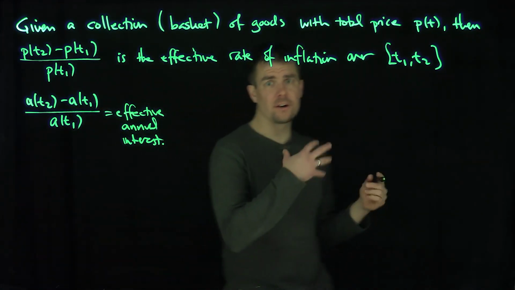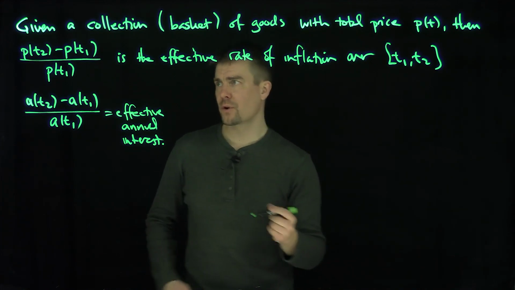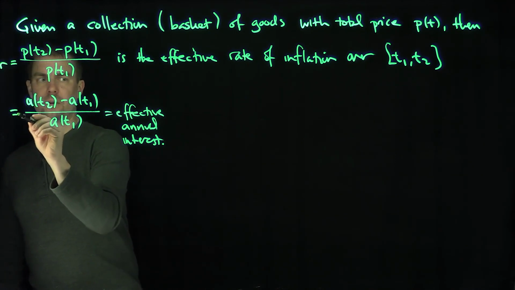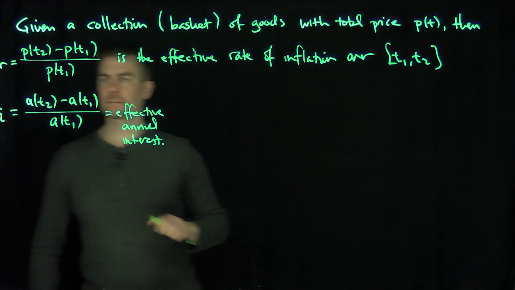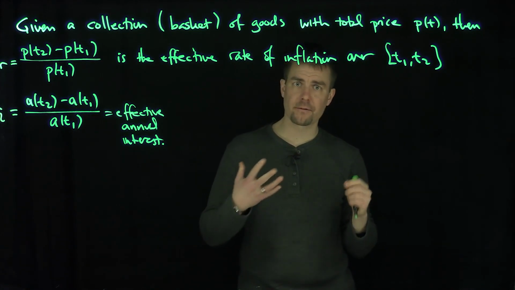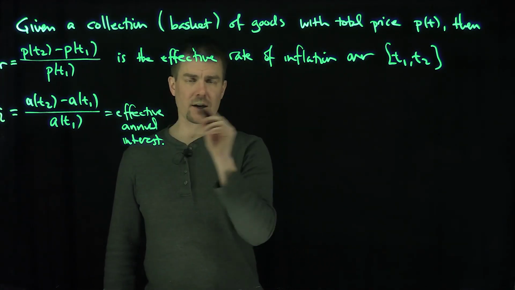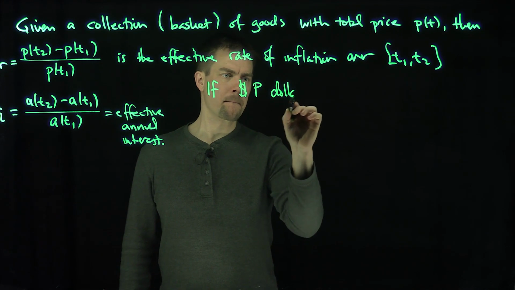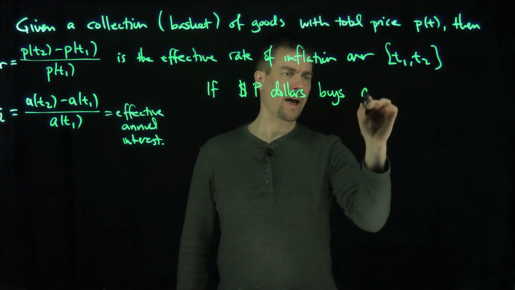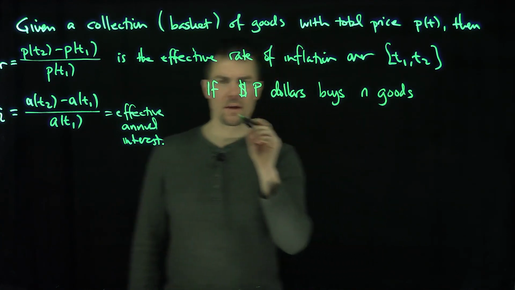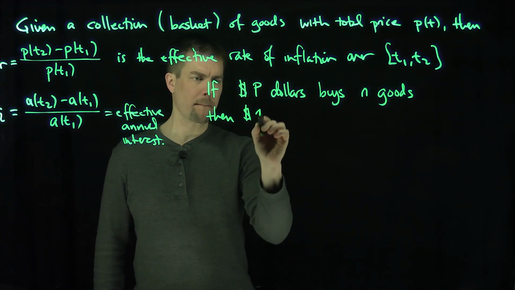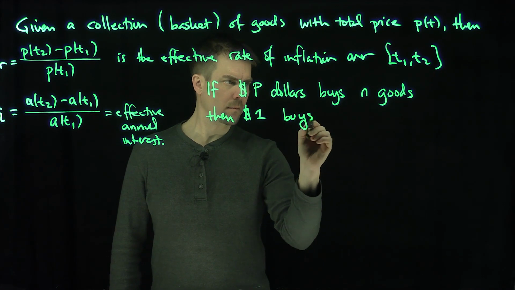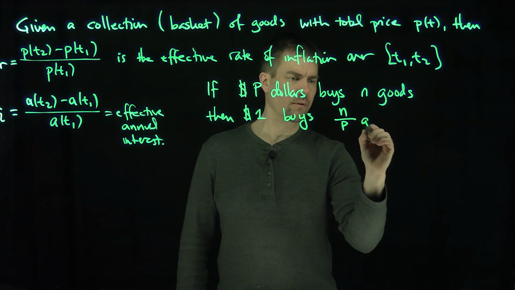And so how does inflation affect the overall rate of interest? Let's look at these different rates. I'm going to call this rate here R, and I'm going to call this rate here I. So we have R for inflation and I for the effective annual rate of interest. So here's the idea. If P dollars buys N goods of a particular class, then $1 buys N over P of the good.